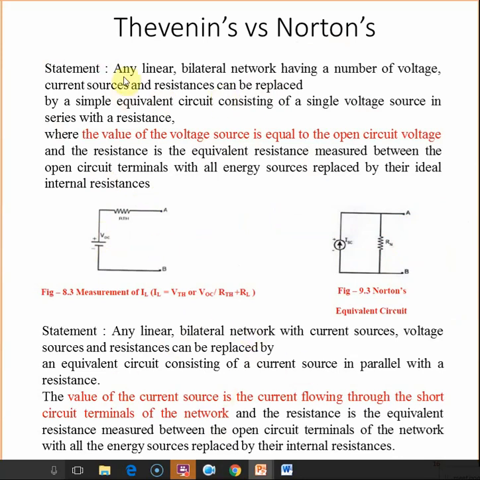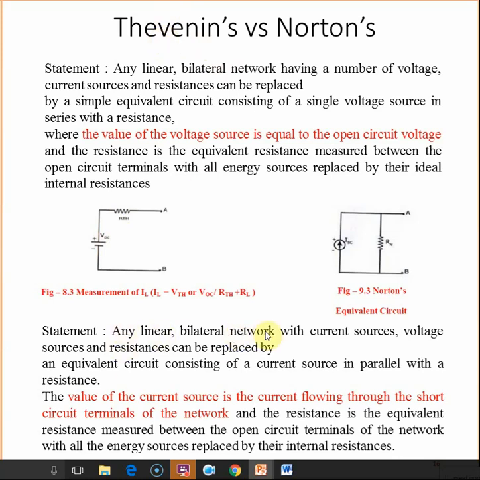What is written? Any linear bilateral network having a number of voltage sources, current sources and resistances can be replaced by a simplified equivalent circuit. Okay, what is that circuit? A voltage source in series with a resistance. See, the equivalent circuit consists of a single voltage source in series with a resistance. That's all. If we do that, it is called Thevenin's theorem.